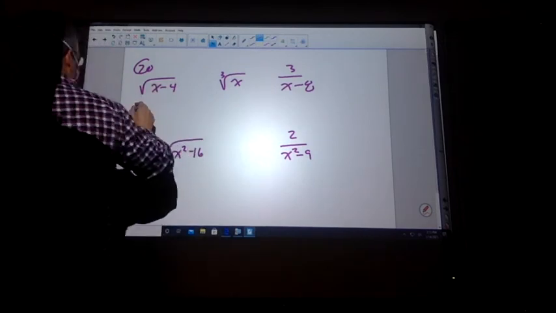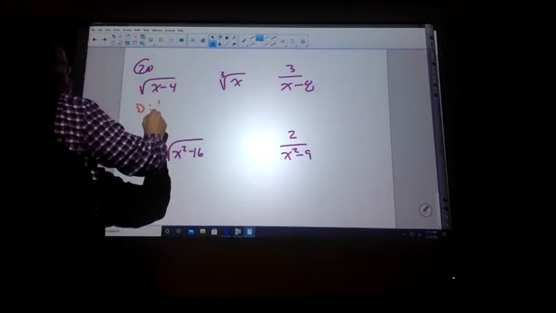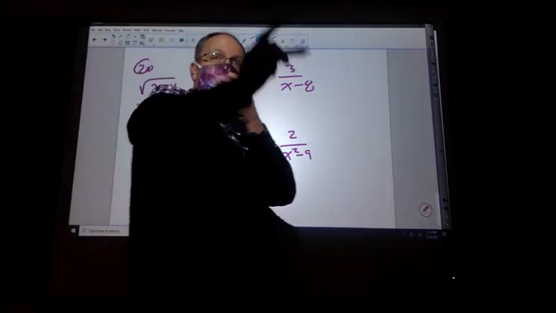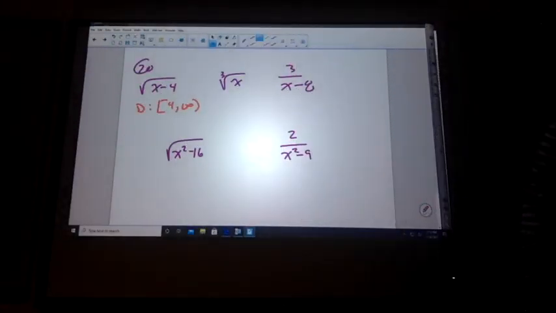Okay, so my domain on this one is going to be square bracket 4 to infinity. I can have the square root of 0, yes? So square root of 0 is going to work, so that's why it's a hard bracket on the 4. And I can plug any number, 4, 5, 6, 7, 8, 9, 10, or any decimal or fraction that's bigger than 4 all the way to infinity, and that would work.